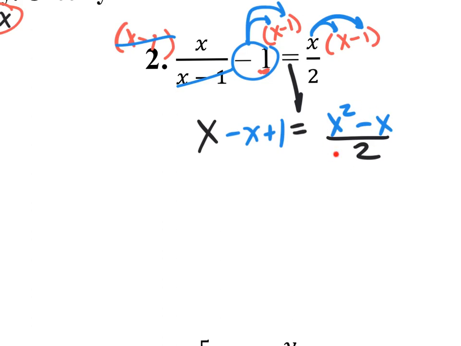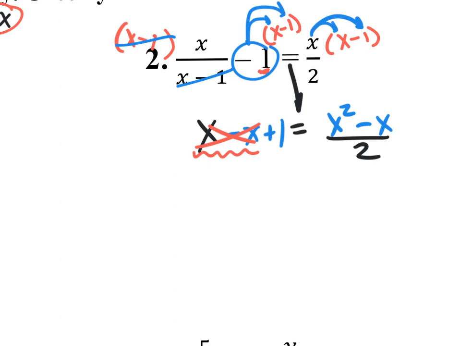Over here, we still have this fraction. So I could get rid of this fraction now by multiplying everything by 2. But since I noticed that something could be simplified, I might as well simplify it. X take away x. What is x take away x? That's 0. That's nothing. So you can just scratch that out. So here's our new equation. 1 equals this divided by 2.